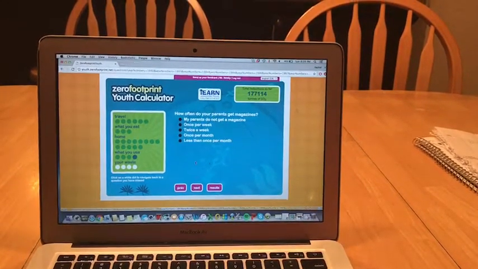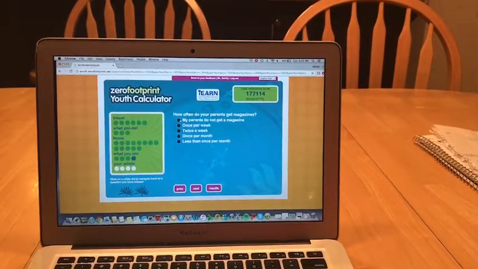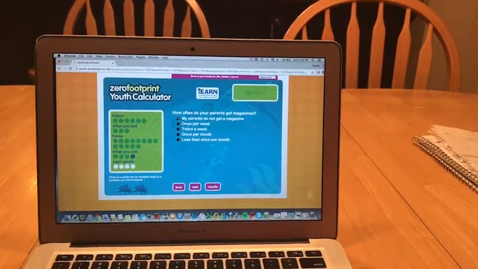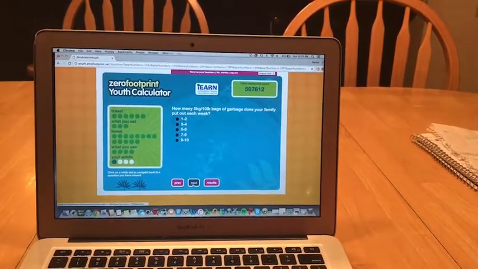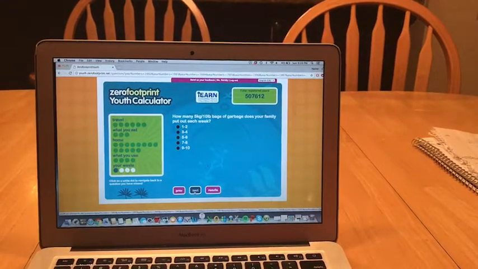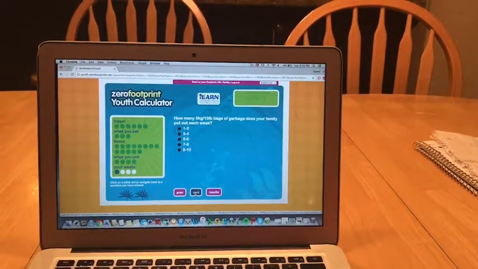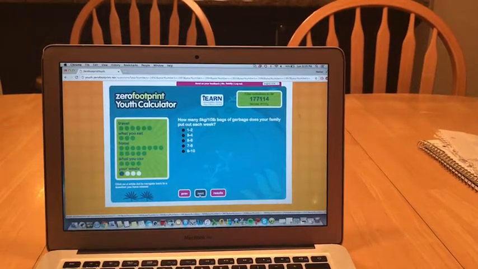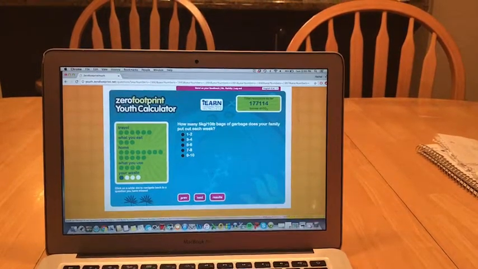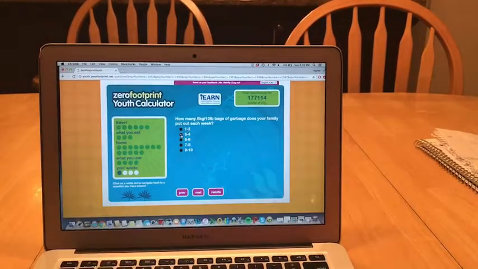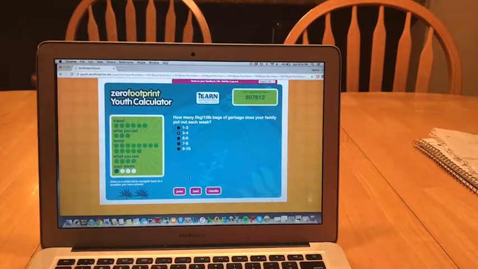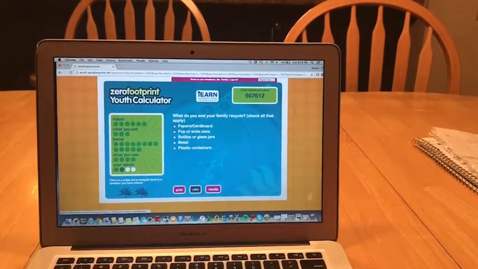How often do your parents get magazines? My parents don't get any magazines anymore, so I'm going to pick none of that. How many 5 kilogram or 10 pound bags of garbage does your family put out each week? If you don't really know what a 10 pound bag of garbage is, you can just say how many bags of garbage. That's fine. So I'm going to put 3 or 4.